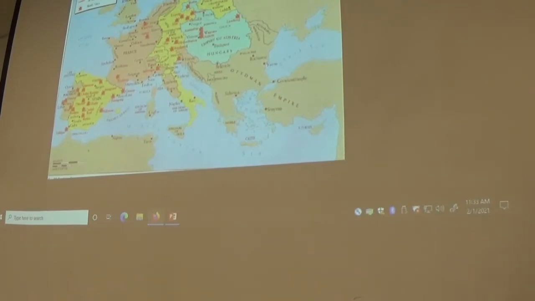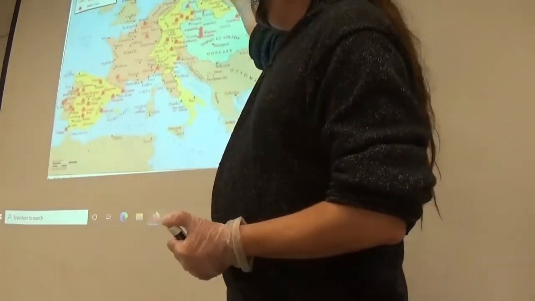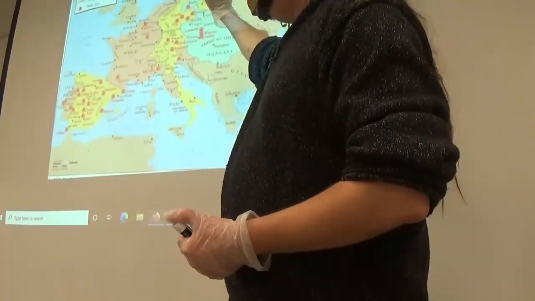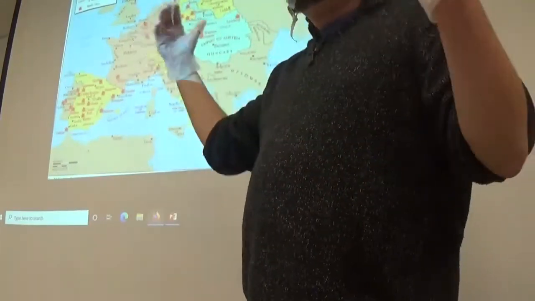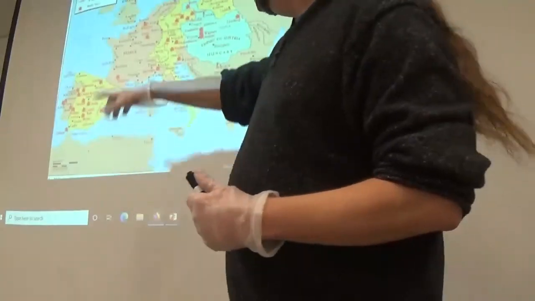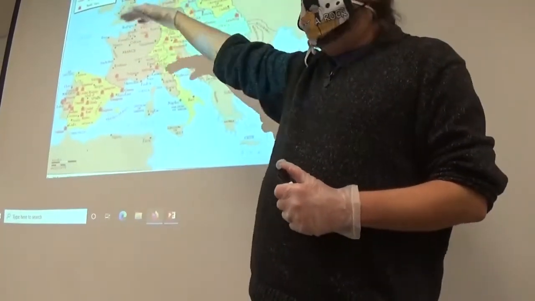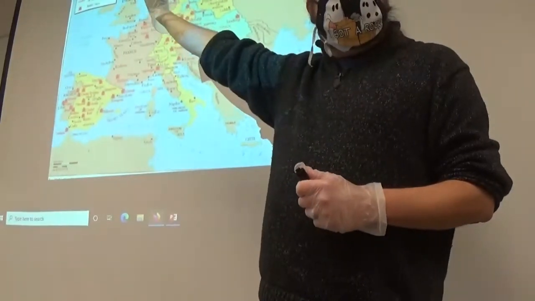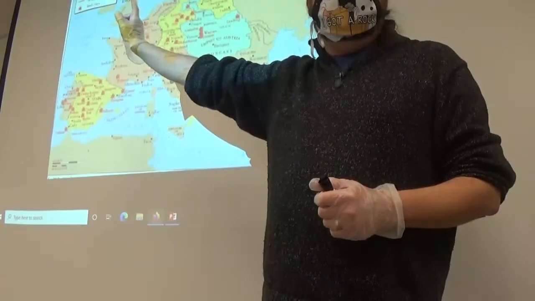Okay, so what do we notice about the pattern of battles here? Where are none of them fought? In the ocean. Okay, we don't see any in the ocean here, right? Although there actually were naval battles. What's that? Yeah. Britain is untouched here, right? There are no battles fought on British soil.